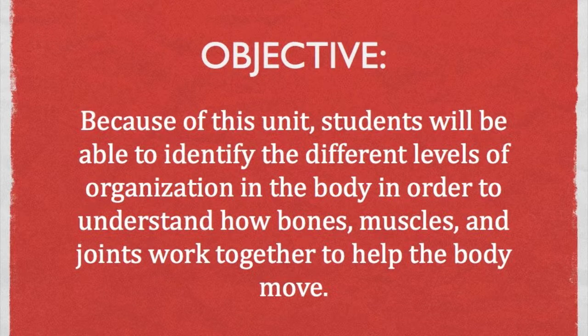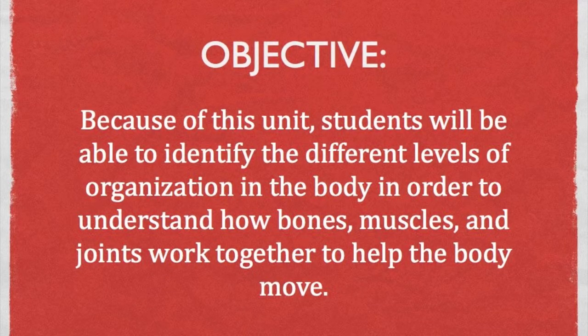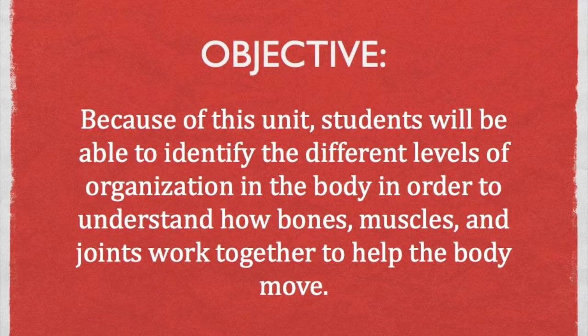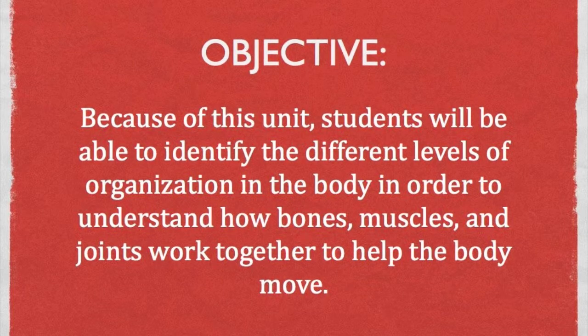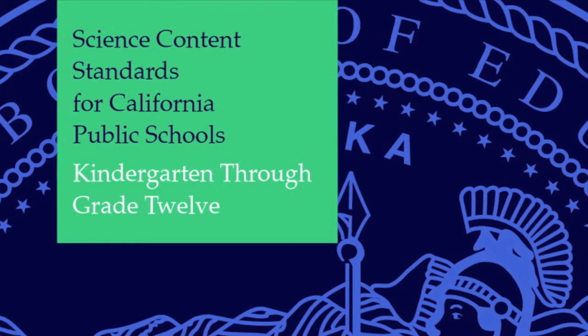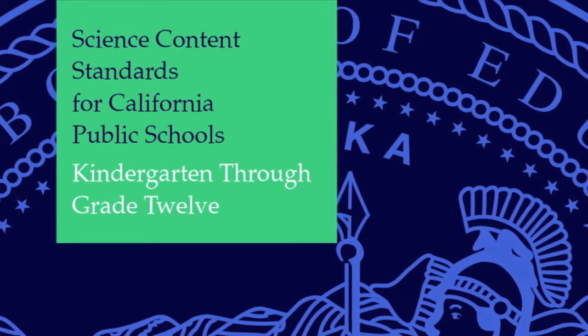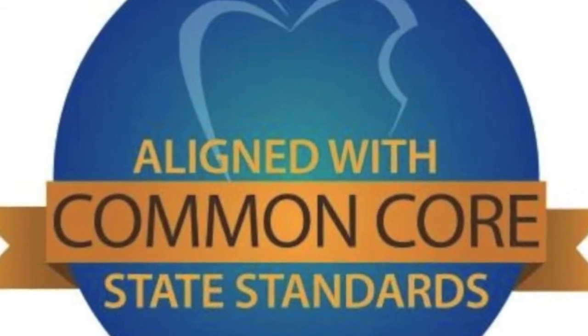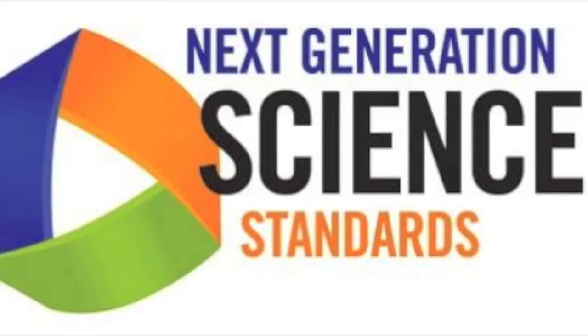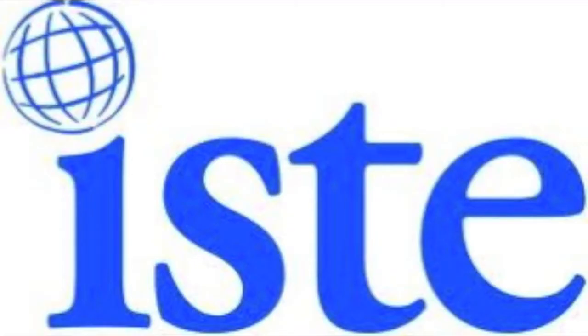Because of this unit, students will be able to identify the different levels of organization in the body in order to understand how bones, muscles, and joints work together to help the body move. This unit is based on the California Science Standards and focuses on structure and function in living systems. This unit also addresses the Common Core standards in reading and writing and the Next Generation Science Standards. This unit is also based on the International Society for Technology in Education Standards.